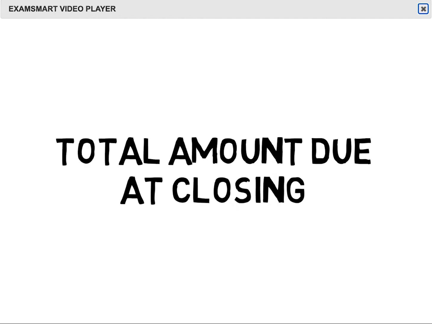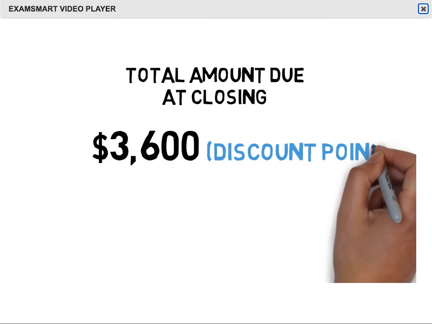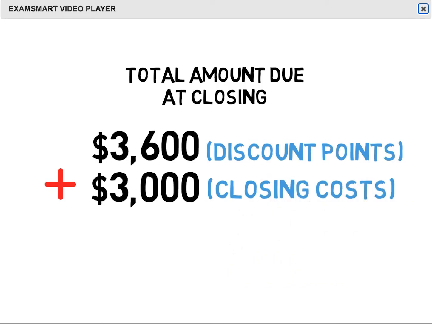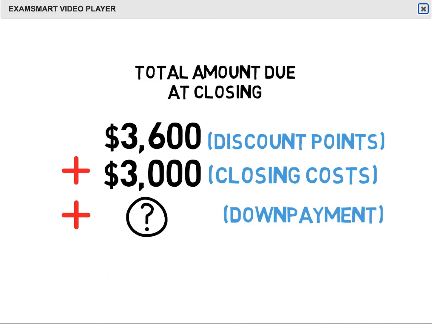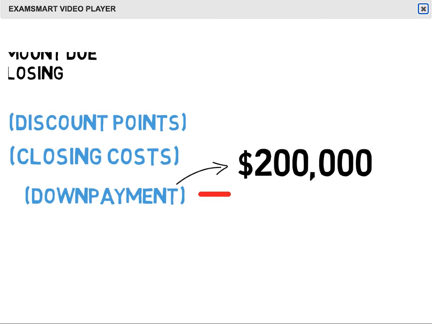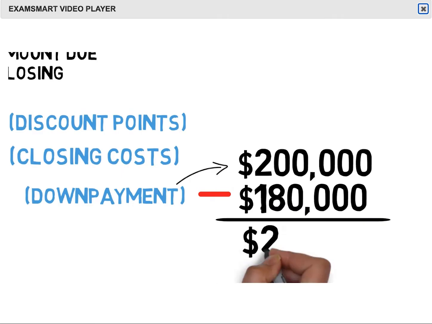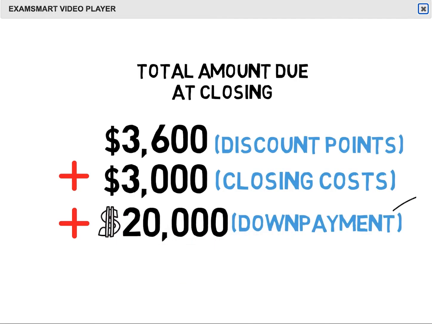So to finish out, let's look at the total amount due at closing from the buyer. We know that the buyer will owe the $3,600 of discount points. We know that the buyer will also owe $3,000 in closing cost. But be careful, the buyer also owes at closing the down payment money. The down payment would be the $200,000 price minus the $180,000 loan. That result would give us $20,000 for the down payment, and that is also due at closing from the buyer.